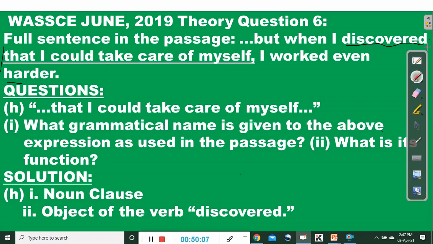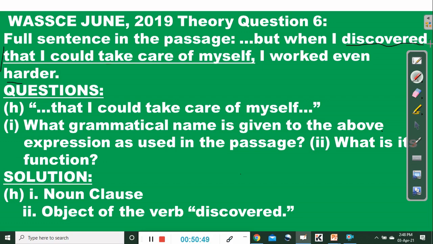Now, I said this to your hearing: but when I discovered, and then I just pause at that moment, and you want to find out more about what I am saying, you are going to ask me a question. What are you going to ask me? The question naturally here is what? But when I discovered, the question is, discovered what? Now remember, there is a word class that provides the answer to this kind of question. Can you still remember?